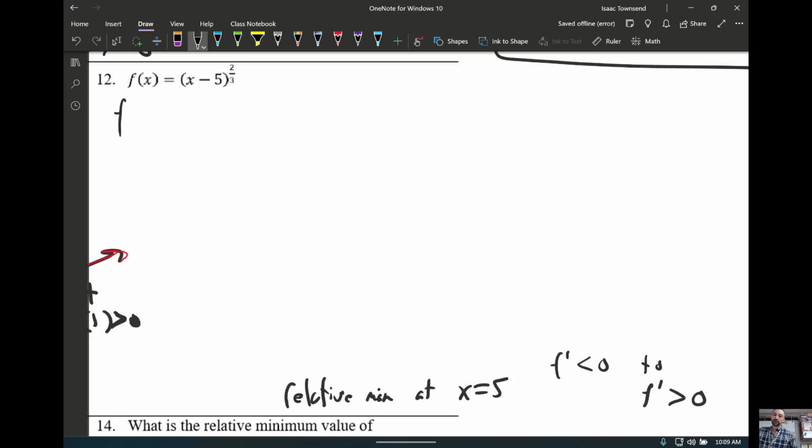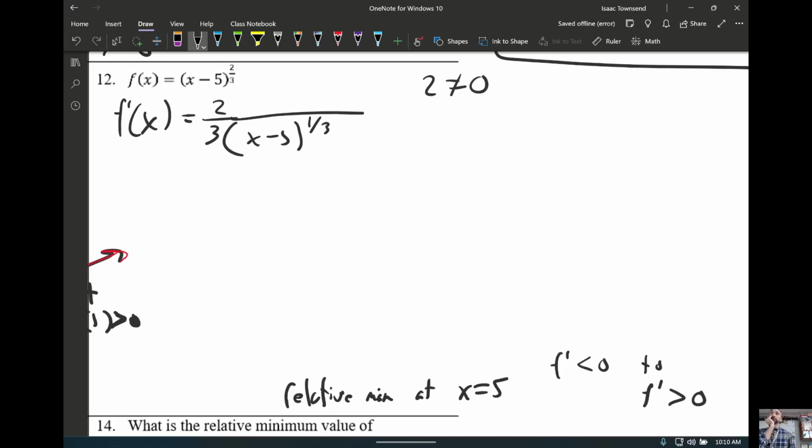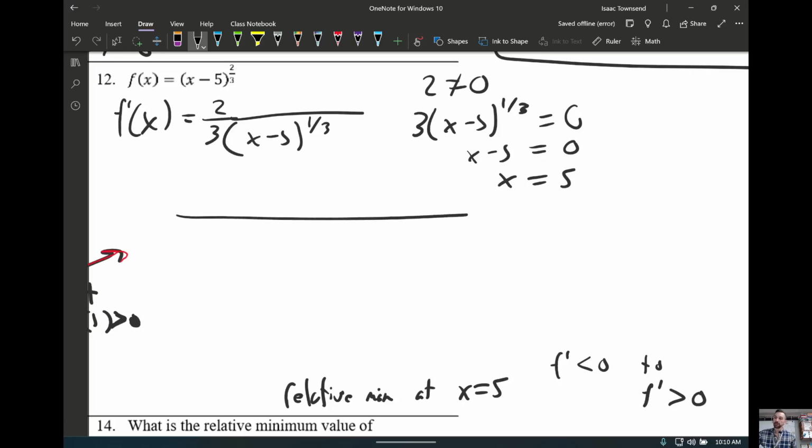Okay, so I know I need to find critical numbers. So the derivative was just the power rule. There's no chain rule, no quotient rule, no product rule, just power rule. Need to figure out where this equals 0. So set the numerator equal to 0, but the numerator never equals 0. But also where it is undefined. So set the denominator equal to 0. That is at x equals 5. So x equals 5 is the only critical number, the only place it might change direction.